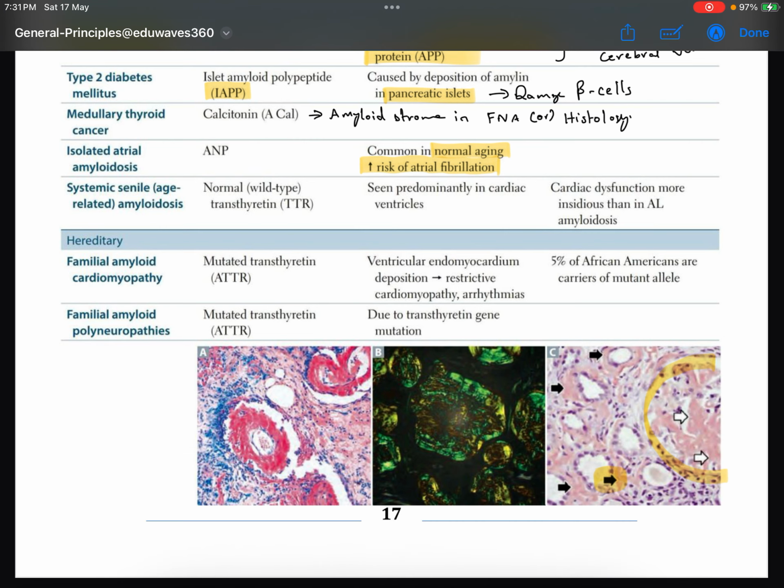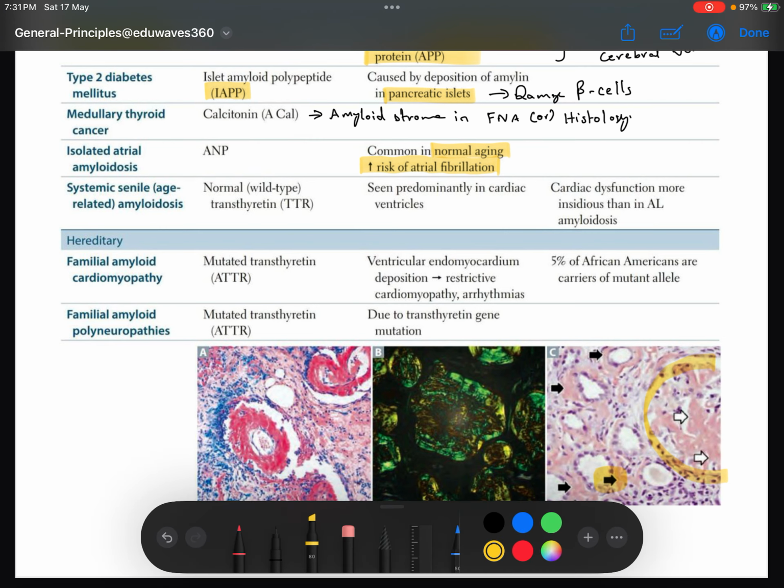Next one, systemic senile, or age related amyloidosis. It's wild type transthyretin, TTR. It's seen predominantly in cardiac ventricles, and because of this you can see cardiac dysfunction, more insidious than in AL amyloidosis. Okay, it's a very severe thing.